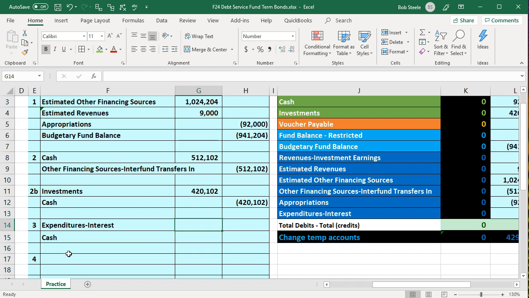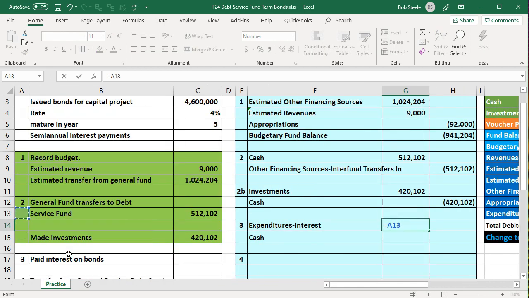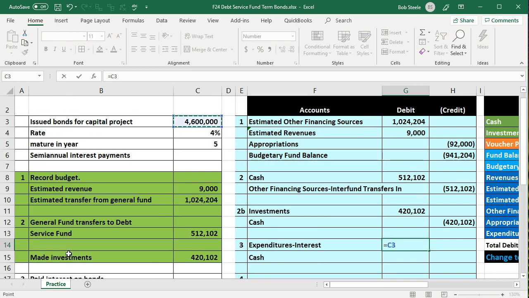Let's do a quick calculation of the interest. We're in cell G14. It's going to be equal to, I'm going to scroll up to the face amount of the bond times the 4%. That would be for a year. Taking that and then divide it by 2. So the face amount times 4% divided by 2, 92,000, because it's a semi-yearly bond. And there we have it. And so that's going to be our transaction.